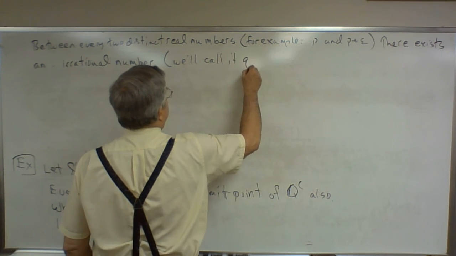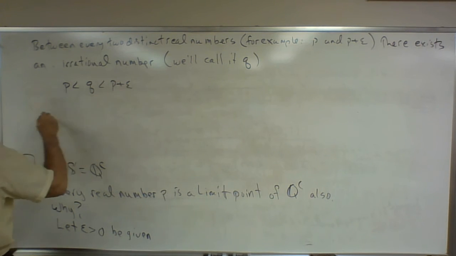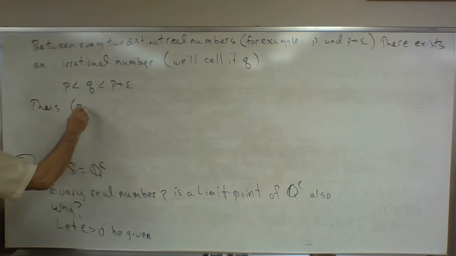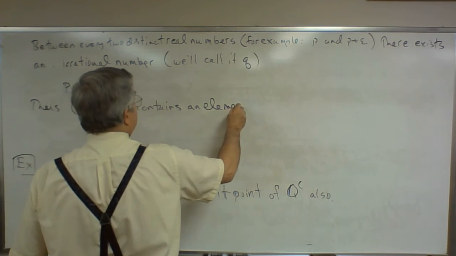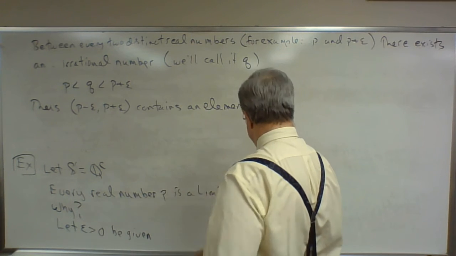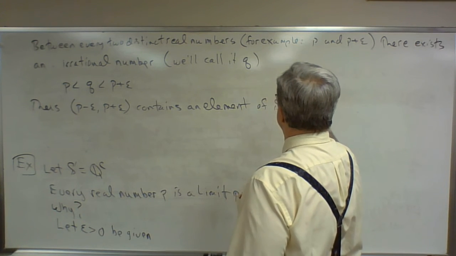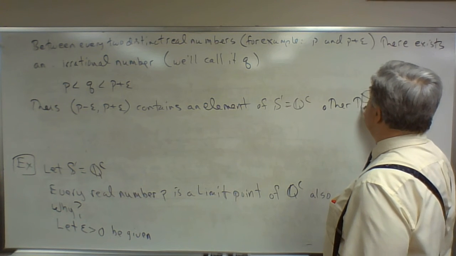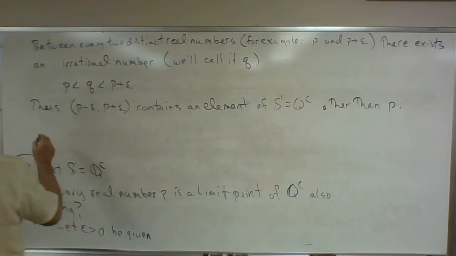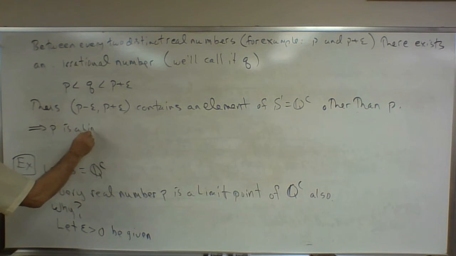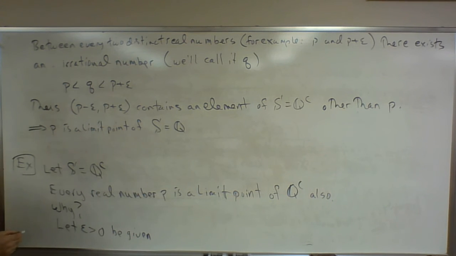Oh, what should we call it? I'll call it Q again. And thus, the interval P minus epsilon, P plus epsilon contains an element of the irrationals, an element of S, the irrationals, other than P. And that implies that P is a limit point of the irrational numbers.